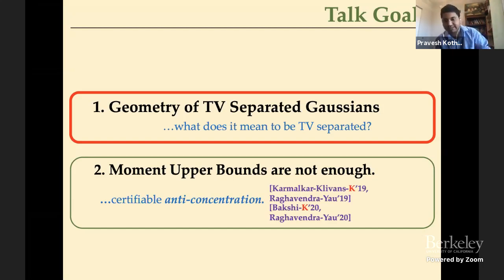And thankfully, in this previous sequence of works, we were able to develop this idea of certifiable anti-concentration, which somehow turns out to be the key piece in handling spectrally separated Gaussians. So all I want to say is that moment upper bounds are not enough. You have to come up with some ways to exploit moment lower bounds. And this anti-concentration property of Gaussians is somehow crucial there. In fact, not just crucial, but necessary. All right, so that's all I want to say.